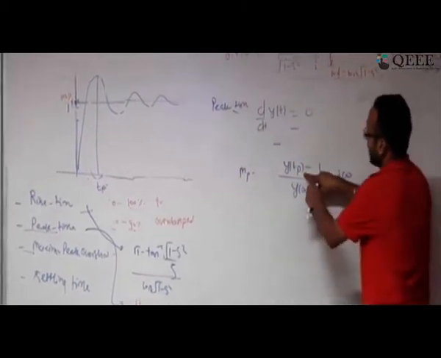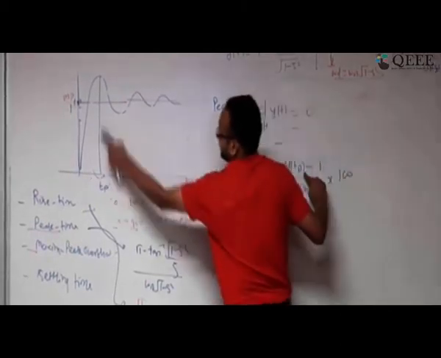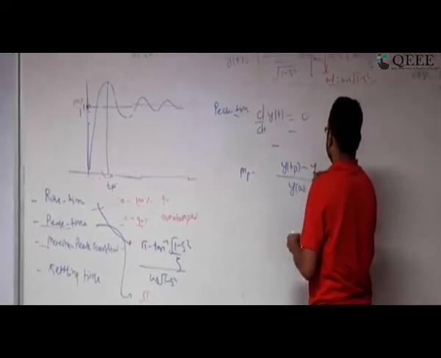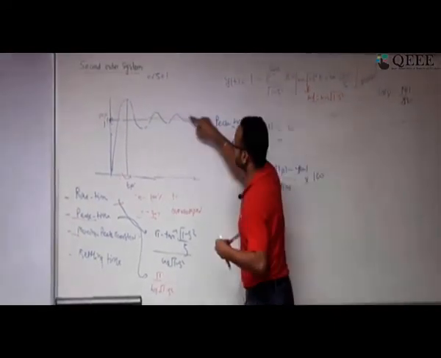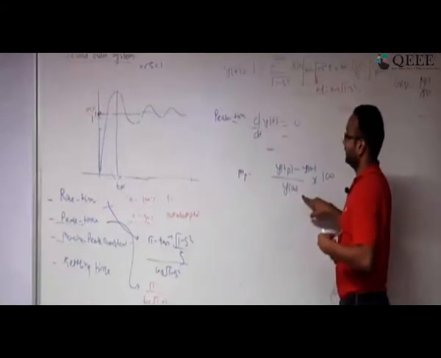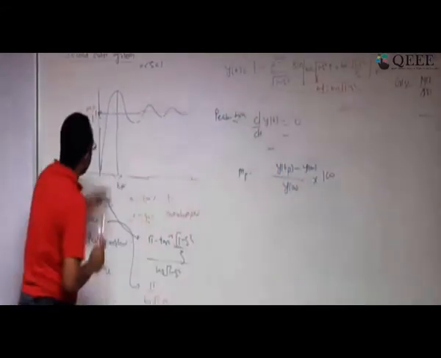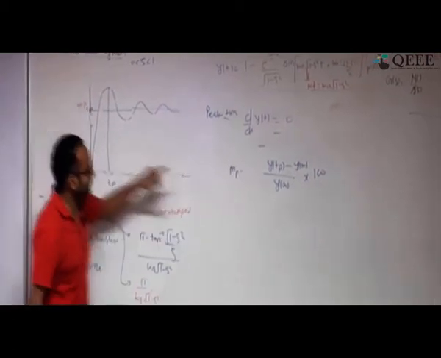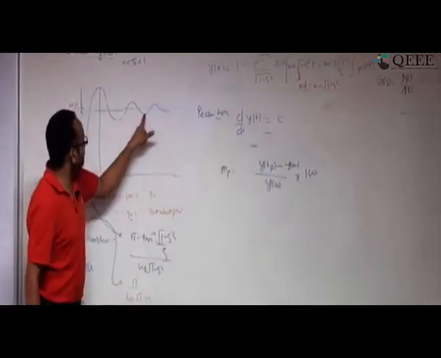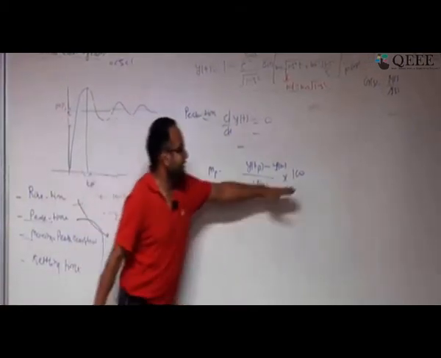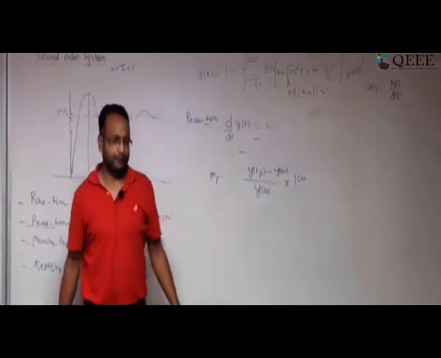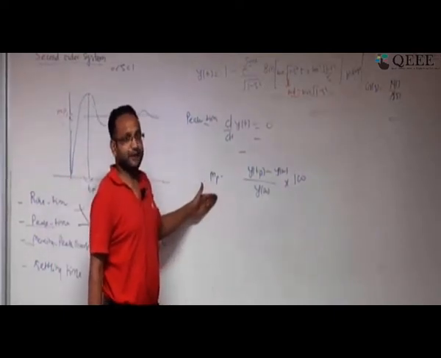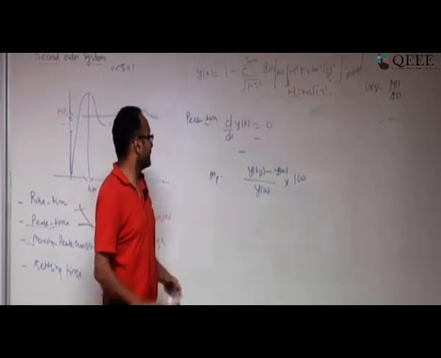The value of y at peak time, minus y of infinity, which is the steady state value I am reaching here, divided by y of infinity. So I am trying to find out how much I am overshooting with respect to this steady state value. This is what it means: y of Tp minus y of infinity divided by y of infinity, and I write this in terms of percentage, and this is known as the maximum overshoot, MP. This part is clear.